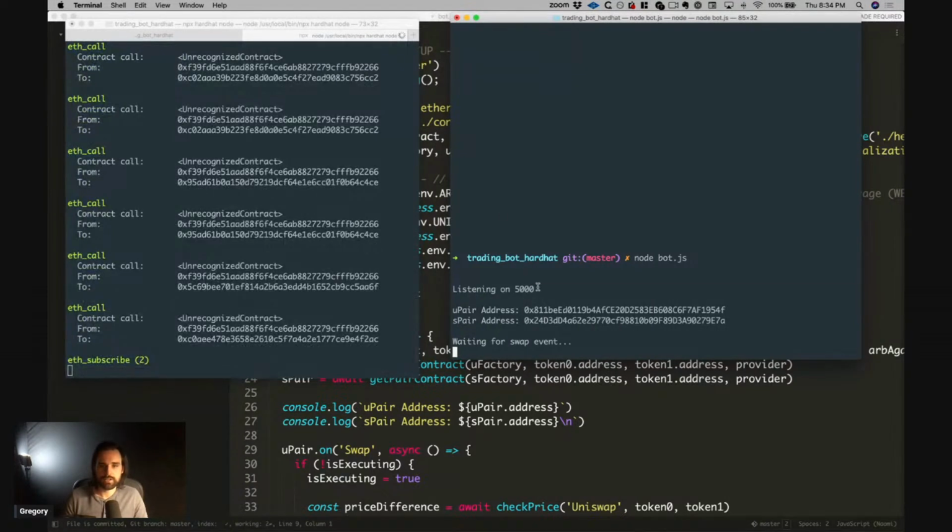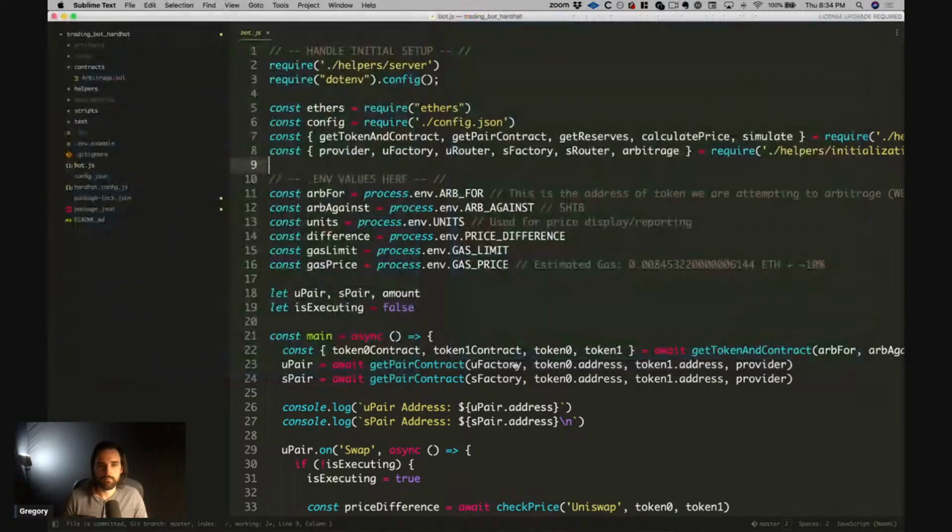And you can see it's listening on port 5000. And now it's already listening for swap events. It's found this Uniswap pair, it found the SushiSwap pair, and it's waiting for tokens to trade in order to make that happen.